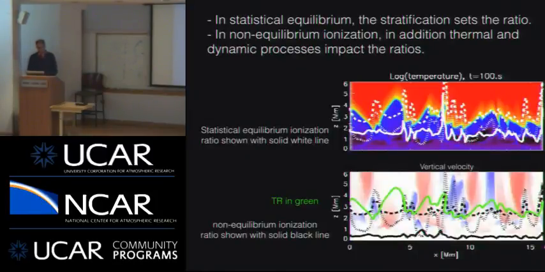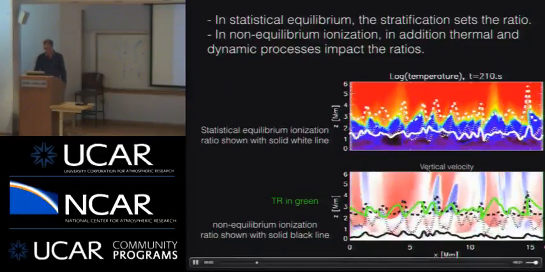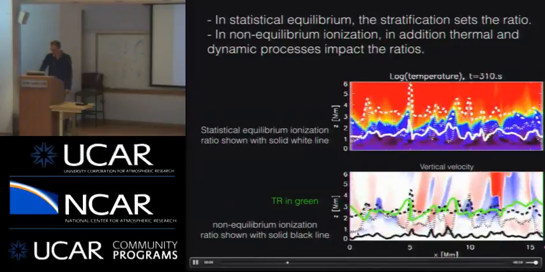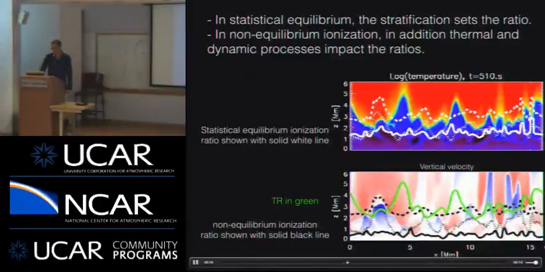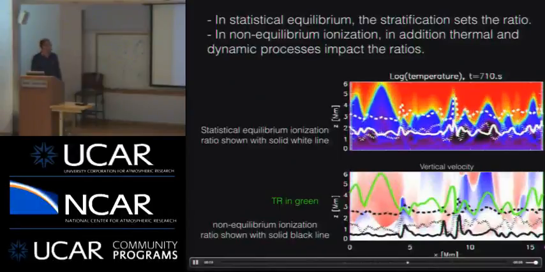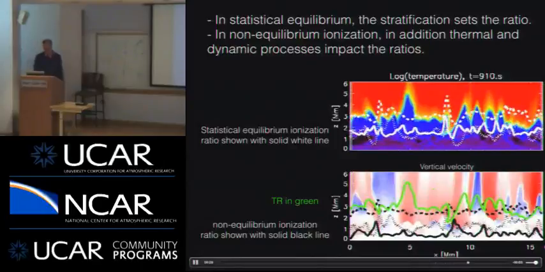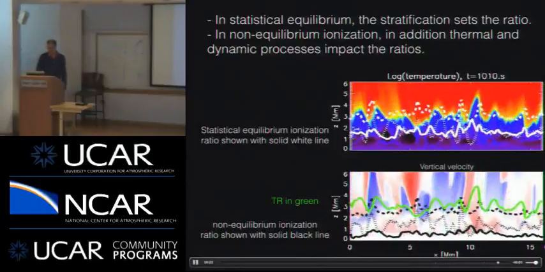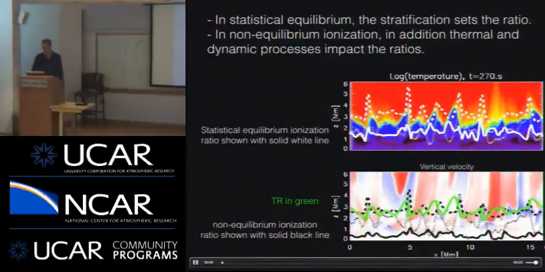If we go to the simulation and try to figure out where these ratios increase or decrease and why, this is the temperature on top, vertical velocity on the bottom. I want you to focus on the solid black line and the white solid line in these two plots. This one corresponds to the statistical equilibrium and this to the non-statistical equilibrium. You can see that there's no one-to-one match between these two lines, of course, because this one follows the dynamics.